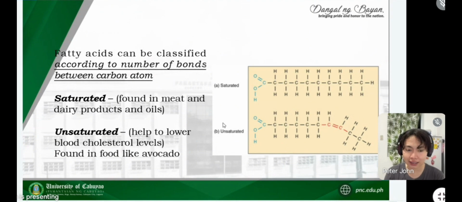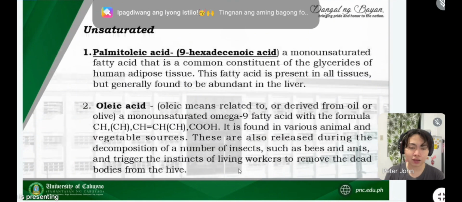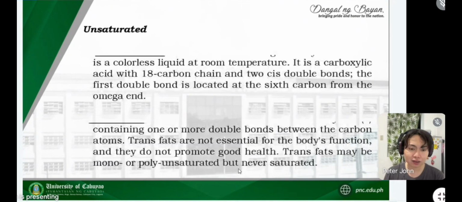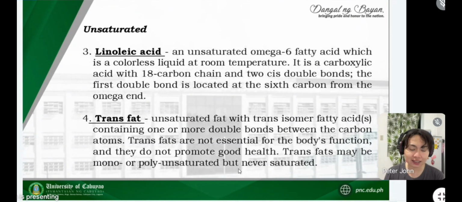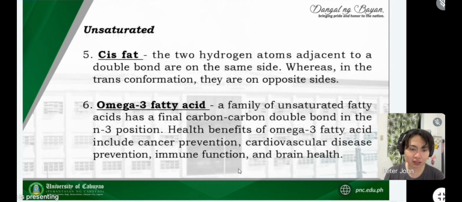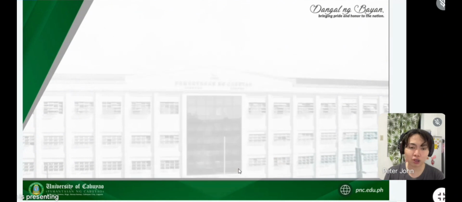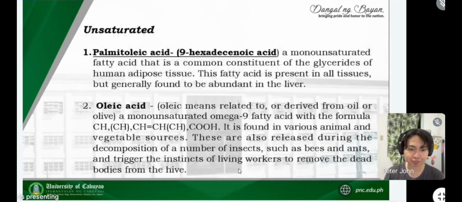Because of that, yung unsaturated is good one, because of the double bond carbon. Okay? Next tayo. So, meron din tayong mga common types of unsaturated or sabi natin mga good cholesterol. We have the palmitic acid, the oleic acid, we have the linoleic acid, trans fat, and we have also the cis fat and omega-3 fatty acid. So, sila yung mga common na mga oils or fats na dapat suggested na gamitin natin.